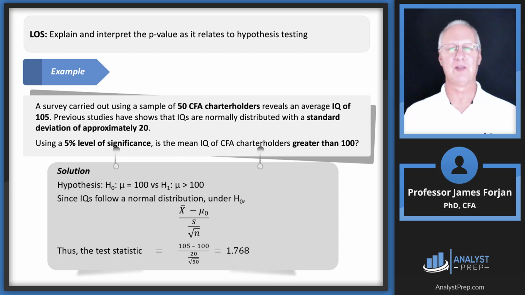All right, so previous studies have shown that IQs are normally distributed. That makes sense. Standard deviation of approximately 20. All right, so here's the question. Using a 5% level of significance. So what does that mean? That means that we want to be 95% confident in our concluding remarks, right? That's very different from the 0% that I said just a few moments ago about how confident I was that it was going to rain today. Is the mean IQ of CFA charter holders greater than 100?